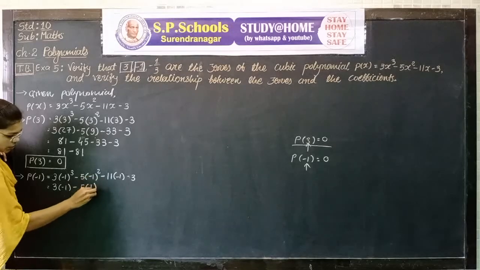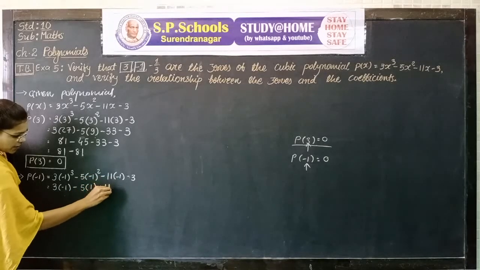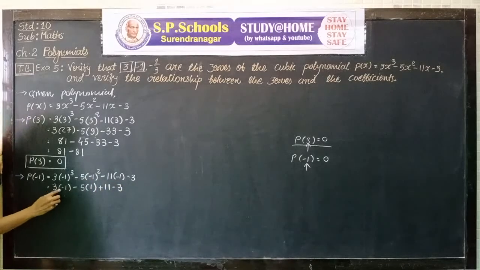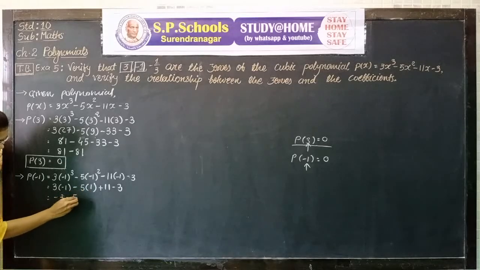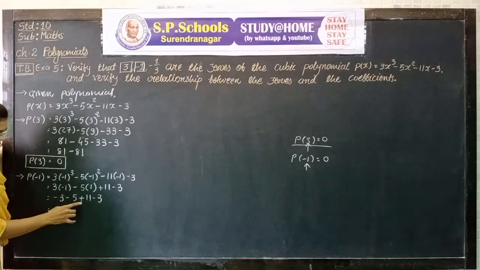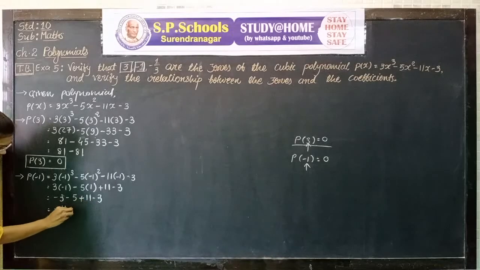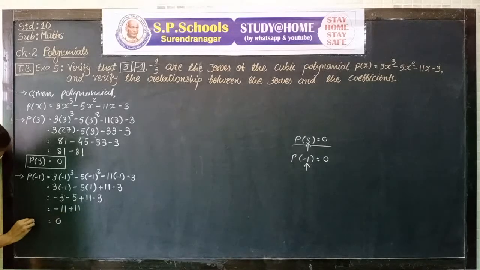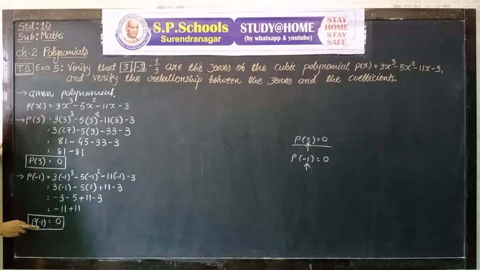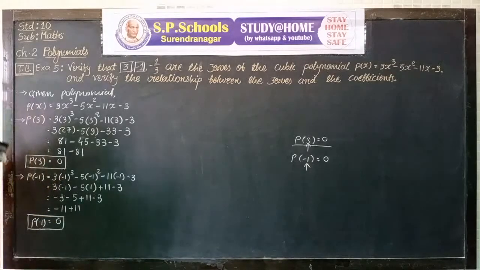Square of minus 1 gives 1, minus minus plus 11, minus 3. 3 multiplied by minus 1 gives minus 3, minus 5 ones are 5, plus 11, minus 3 as it is. Now see, minus 3, minus 5 and minus 3, by adding them we get minus 11, plus 11 remains as it is, and we know minus 11 plus 11 gives 0. Here P of minus 1 is equal to 0. That's why again we can say that minus 1 is a zero of the given polynomial P of x.